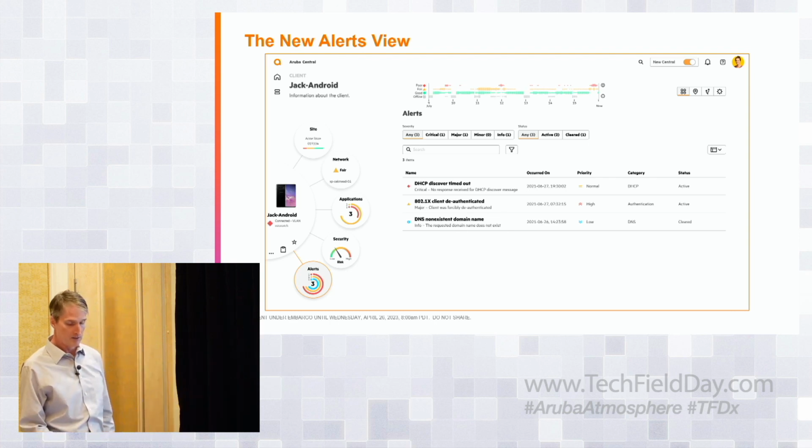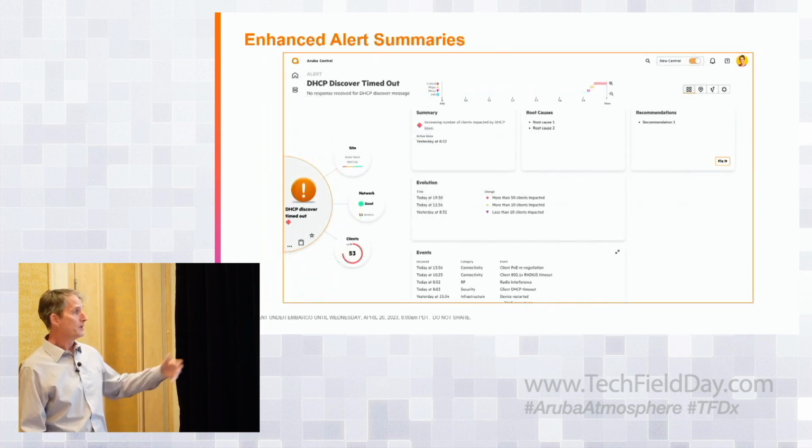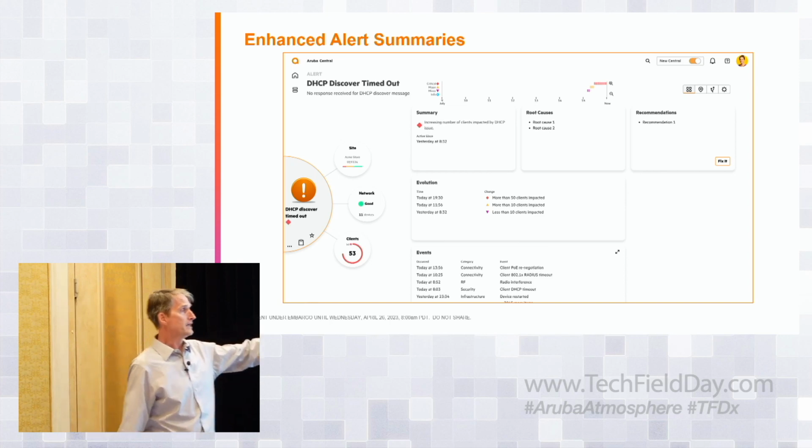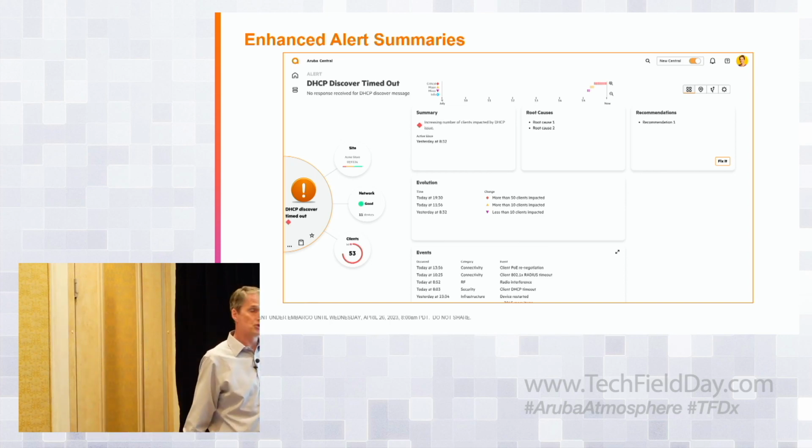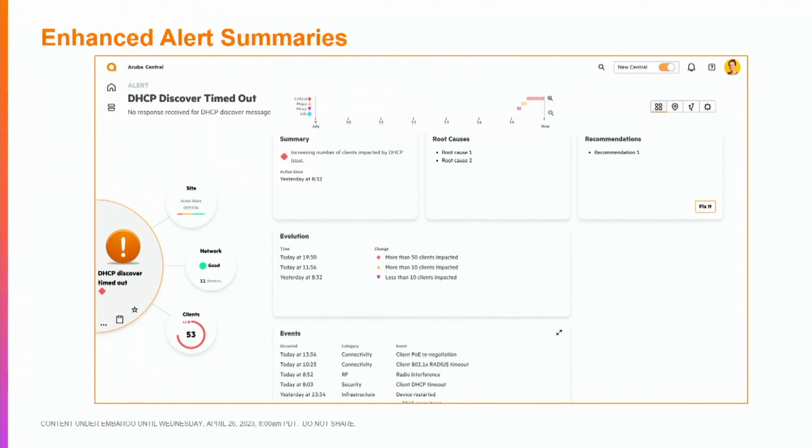And clicking on a specific alert, we look at the details for that alert. The panel changes to show how many clients have been affected, and other information that might be relevant to the alert. And here's where we show some information about the evolution of the alert, how the alert progressed over time.